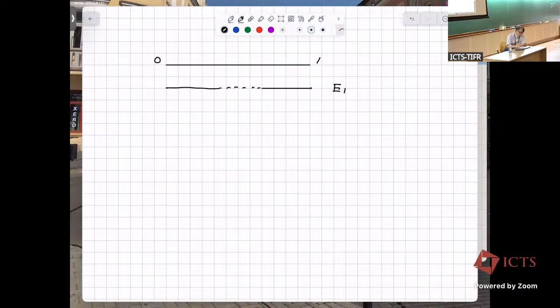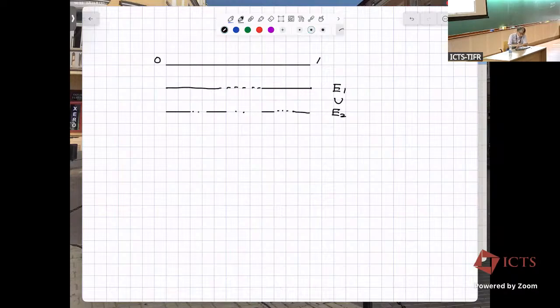And we do the same process for each of the two intervals. Namely, we divide those intervals into three intervals of the same length and take the middle open interval from each of them. So we get four closed intervals of the same length. We denote this by E2. Of course E2 is a closed subset of E1, right? And we repeat this process infinitely many times.